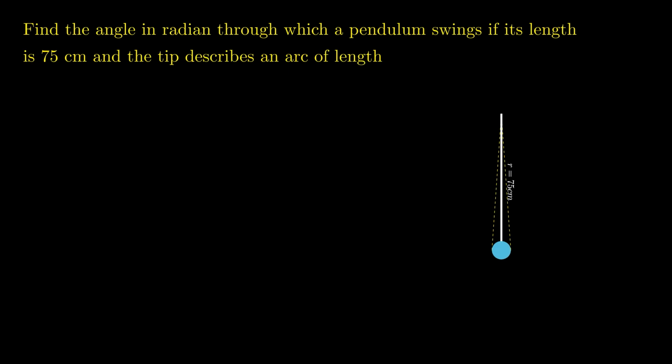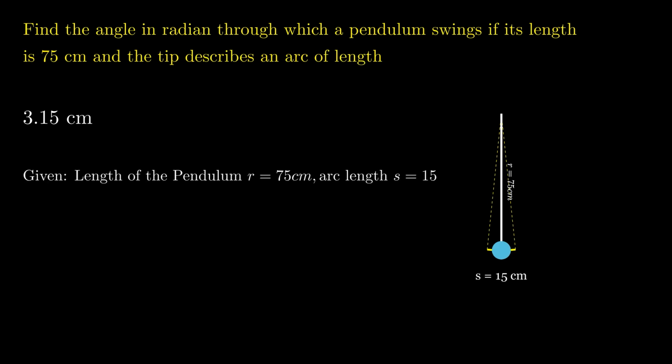Now in this problem set, the third problem is s equals 15 centimeter. So given r equals 75 centimeter, s equals 15 centimeter. Let's make the substitution. Theta is equal to s by r, which is equal to 15 by 75, which is 1 by 5. That is 0.2 radians should be the answer.